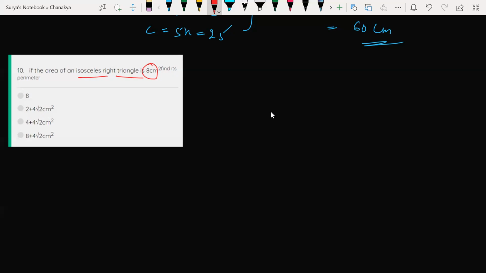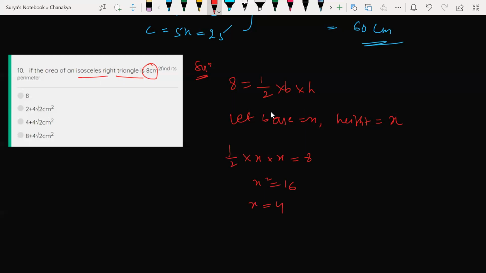So if I take the formula, what is the formula? 8 is equal to half into base into height. I don't know the base and height here, so let base be x and height also x, take anything. So half into x into x is equal to 8. So x square is equal to 16, x is equal to 4. 4 centimeter, since centimeter is given here. This is my base and height.